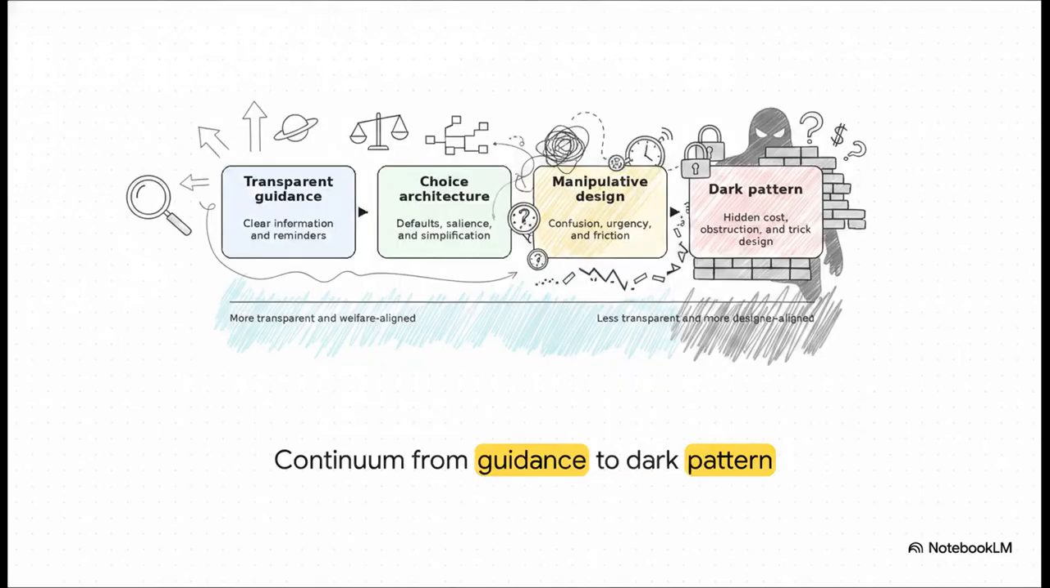Building on that last point, we can observe this continuum. Notice how, as transparency falls away and the designer's welfare becomes the dominant priority, acceptable choice architecture just completely degrades. It moves from transparent guidance, slips down into manipulative design, and finally bottoms out into a full-blown dark pattern, which is usually characterized by hidden costs and deliberate obstruction.